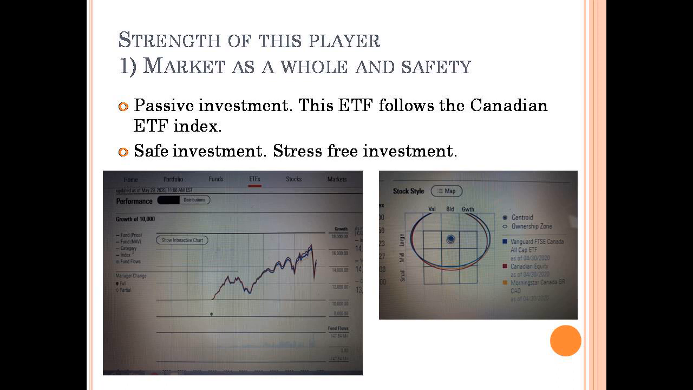The first strength of this ETF is that you're investing in the market as a whole, and safety. This is a great passive investment option. If you see the graph, you can see that this ETF follows the Canadian index. It's a very safe and stress-free investment.